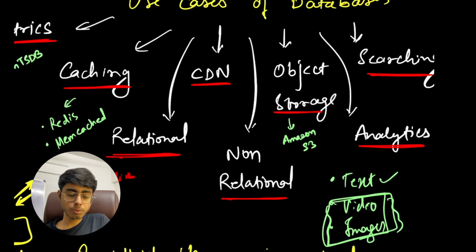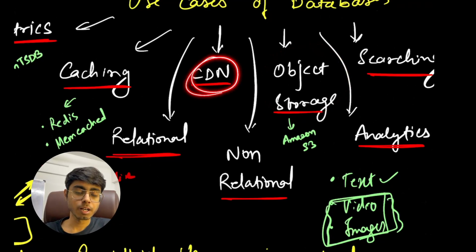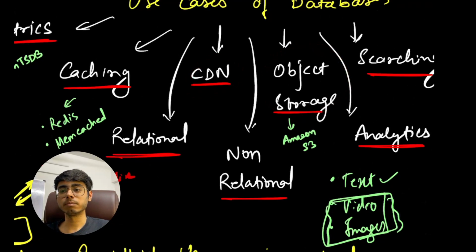So a content delivery network is not a database. Object storage is a type of database, but for the content delivery network, you might want to explain that to the interviewer if the requirement is related to content, like video streaming. There you might want to explain the CDN also a bit. That is definitely going to increase your marks.